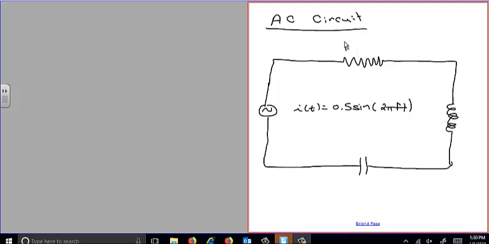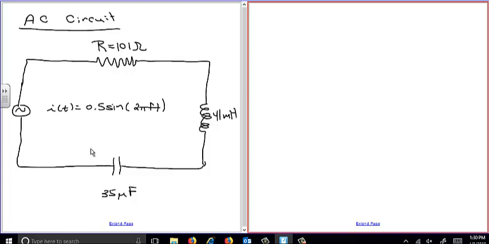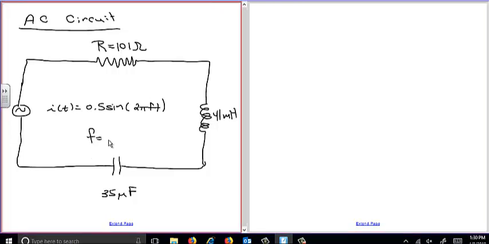So this is the resistor, and we'll give that some value like 101 ohms. The inductance, we'll say it's 41 millihenries, and the capacitance is 35 microfarads. So you see we've got micro, milli, just plain old resistance. And the last thing I have to give you is a frequency, because we know that the frequency affects the behavior of AC circuits. So what can we say about this?